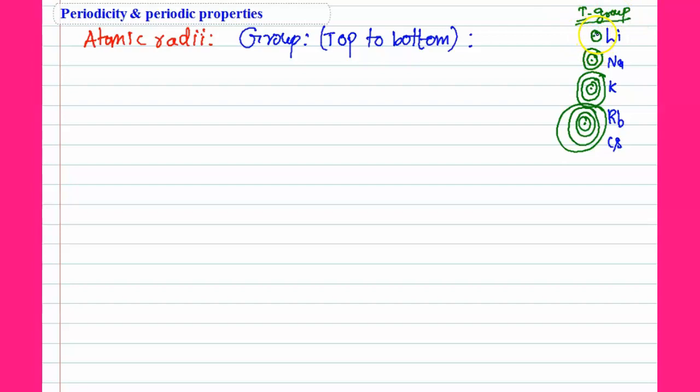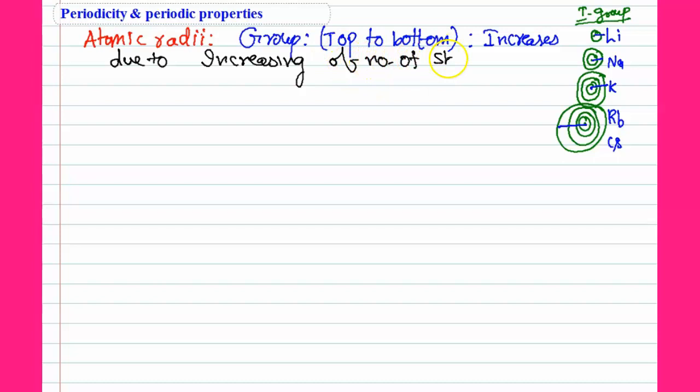Here observe it. This is the radius. This is the radius from center to valence electron. This is the radius, students. So observe here, from top to bottom, atomic radius increases. Why does it increase? We should know the reason also. Due to the increasing number of shells or orbits. So with increasing number of shells, atomic radius increases.